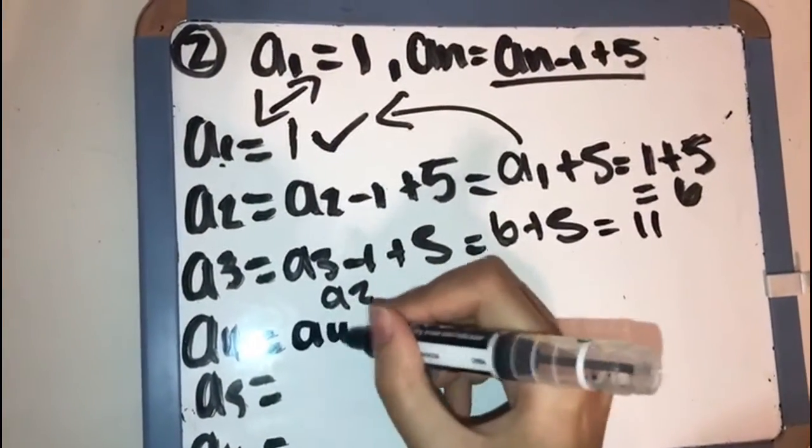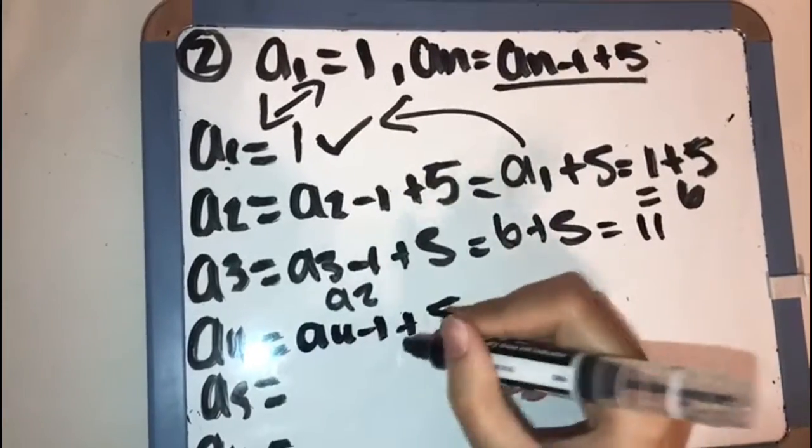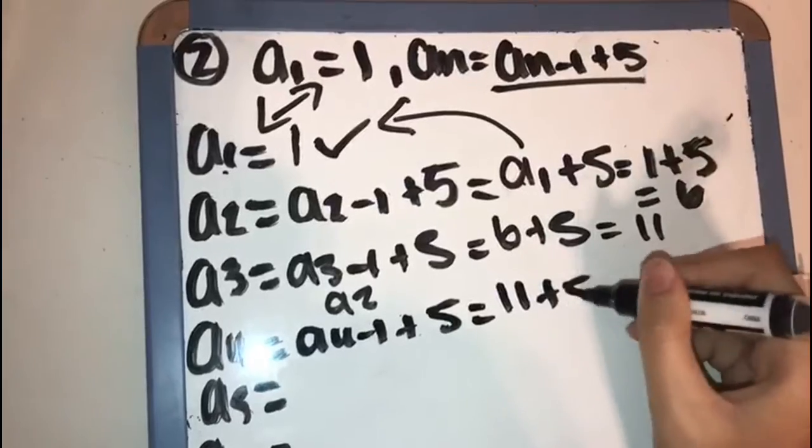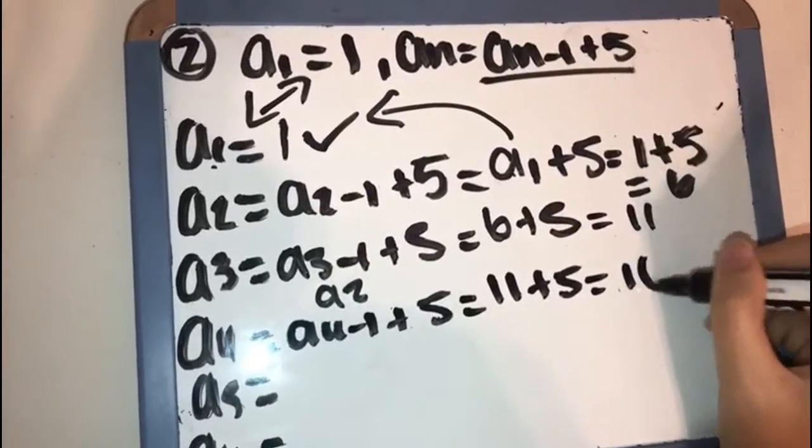A4 is A4 minus 1 plus 5. 4 minus 1 is 3, so A3 is actually 11. So we're going to be doing 11 plus 5, and that equals 16.